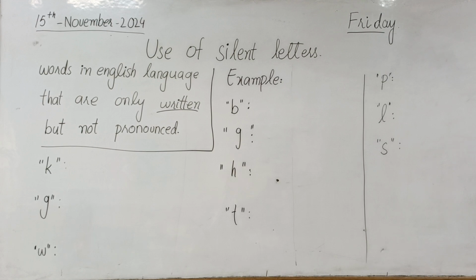Let's take some examples into consideration. For example, thumb, the thumb, angutha. We don't pronounce the B in the end. And the word debt, D-E-B-T, it is pronounced as "det", not with the B. That means karza.